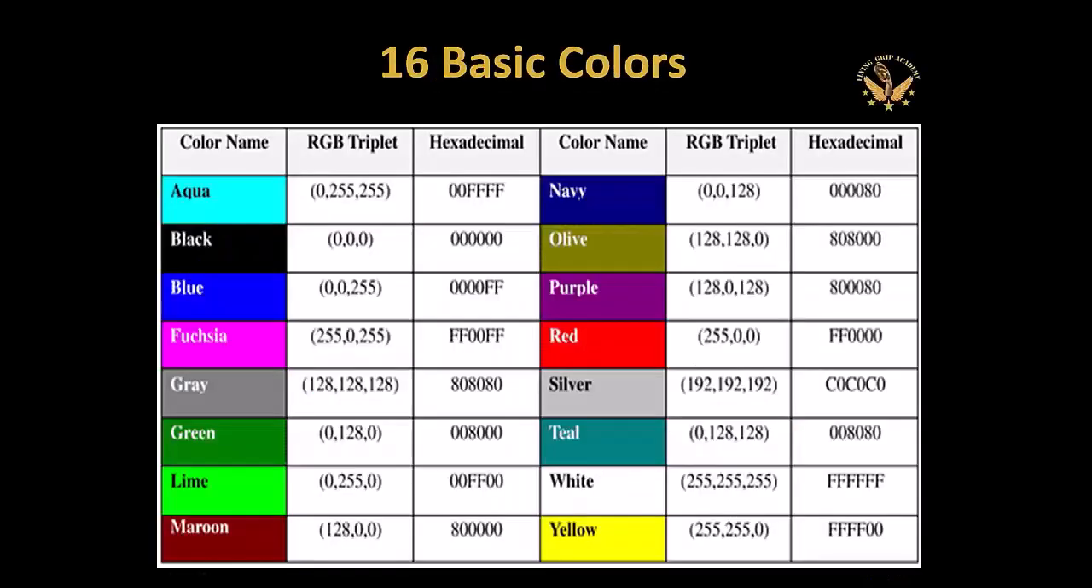If you consider colors, there are 16 basic colors which we are using in HTML. Here we have different colors: aqua, black, navy blue and many other colors. If you see the hexadecimal notation, which is shown in a similar manner to what we have given in the previous one, 000 specifies black. In a similar manner, hexadecimal notation is also specifying the same color.